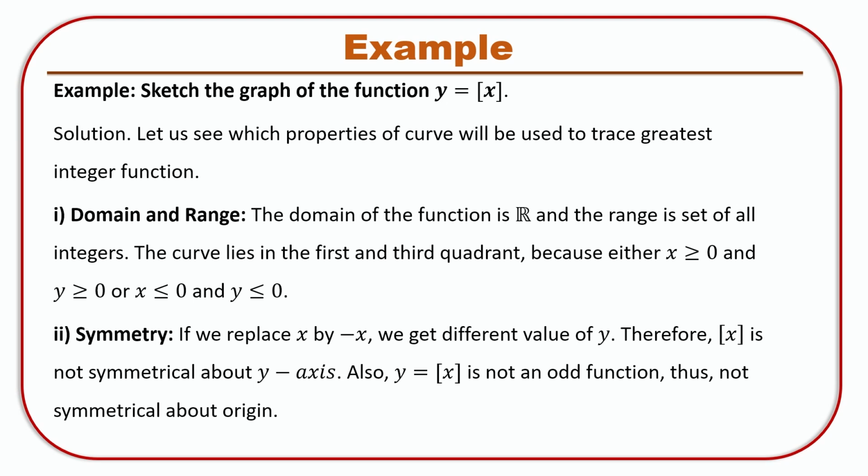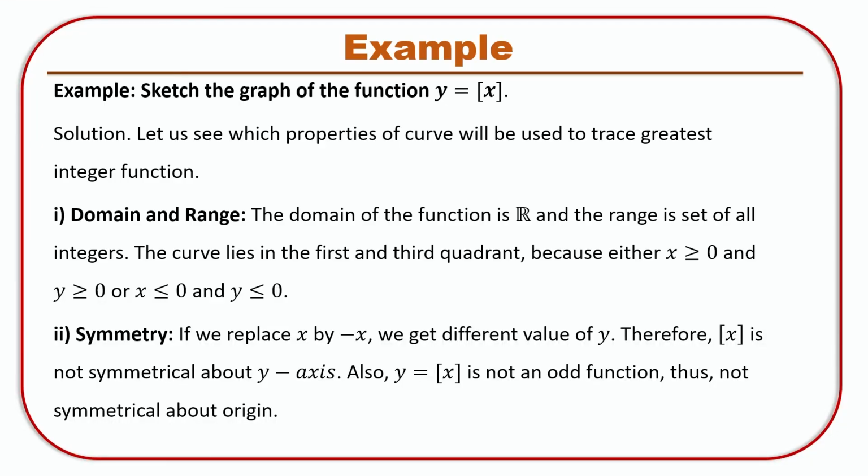We call it sometimes the step function, or the greatest integer function. Sketch the graph of the function y equal to greatest integer x. I will check the required number of properties and then, on the basis of those properties, I will sketch this by hand. First of all, we have to simplify it, but there is no need because the function is already in a simple form.